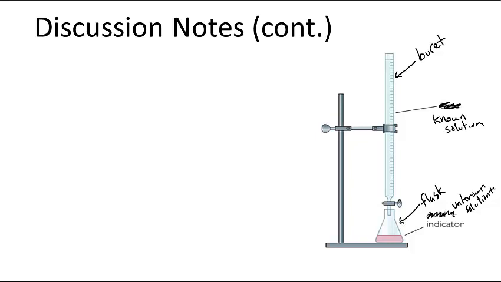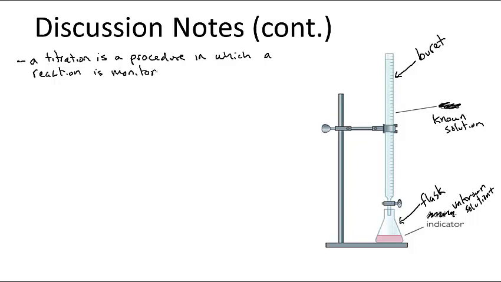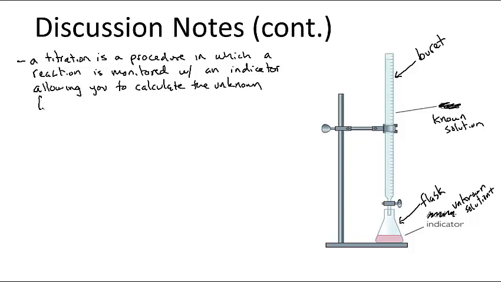Okay. So what is a titration? A titration is a procedure in which a reaction, generally neutralization, though you can also do different kinds, is monitored with an indicator, allowing you to calculate the unknown concentration of an acid or base. So that's what it does.